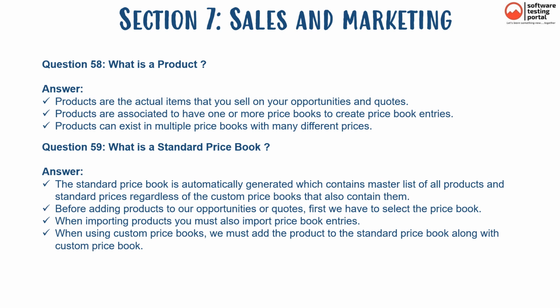Question 59. What is a standard price book? The standard price book is automatically generated, which contains a master list of all products and standard prices regardless of the custom price books that also contain them. Before adding products to our opportunities or quotes, first we have to select the price book. When importing products, you must also import price book entries. When using custom price books, we must add the product to the standard price book along with the custom price book.